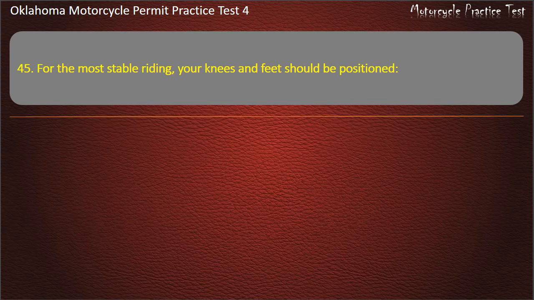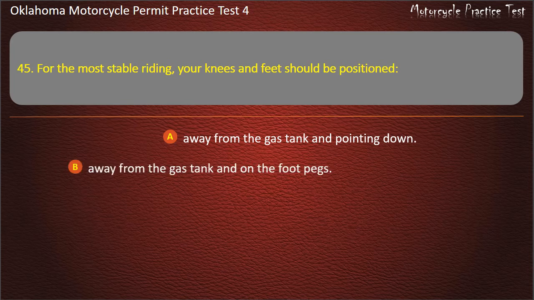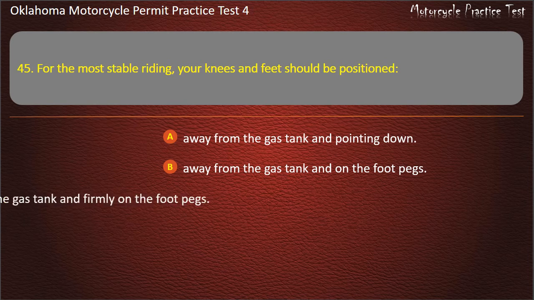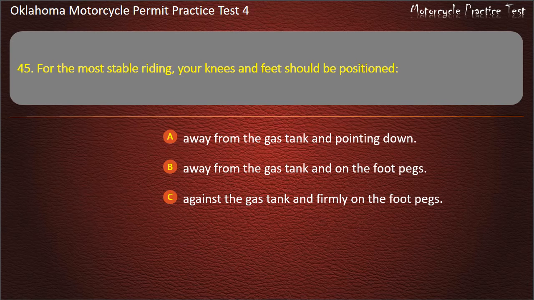Question 45. For the most stable riding, your knees and feet should be positioned away from the gas tank and pointing down. Away from the gas tank and on the foot pegs. Against the gas tank and firmly on the foot pegs. Against the gas tank and pointing down. Answer. Against the gas tank and firmly on the foot pegs.